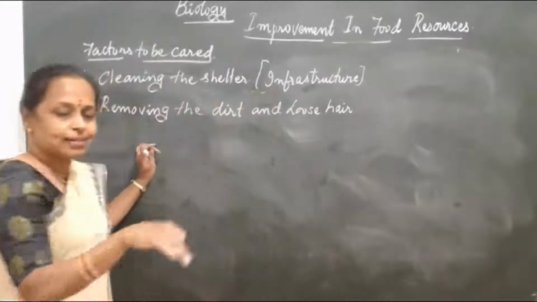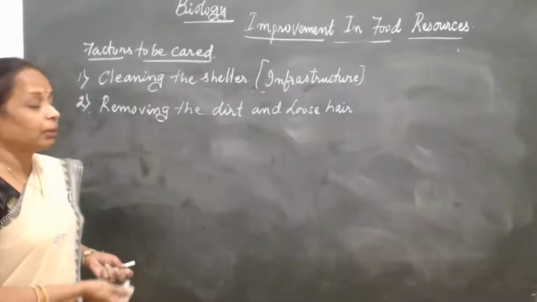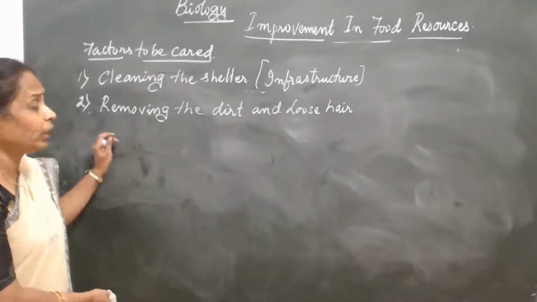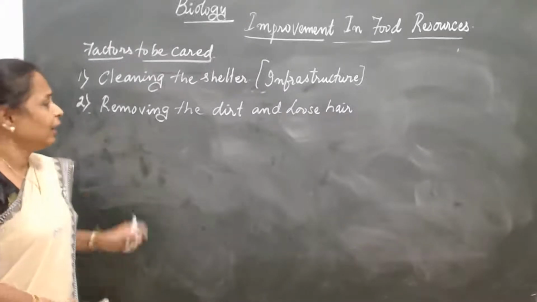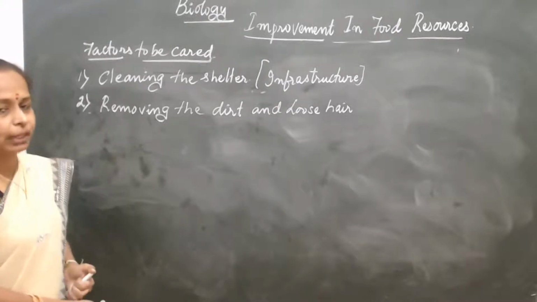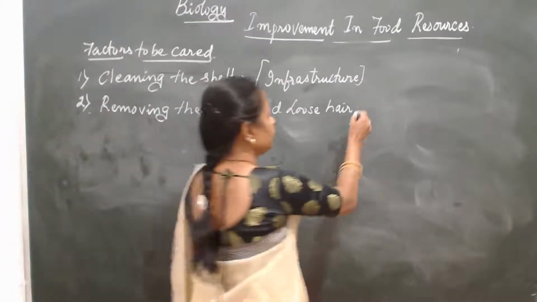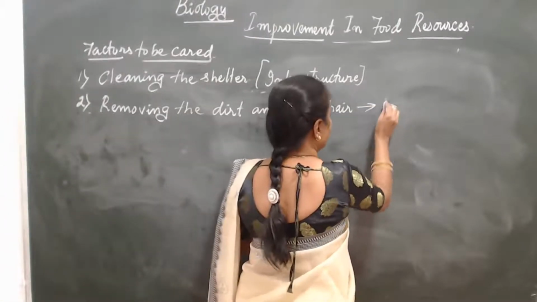So first I spoke about the environmental condition, how we should clean the shelter. The next is that the animal itself should be kept clean. How do we take care of cleanliness? It is by regularly giving a bath and keeping the body free from microorganisms. Same way, removing the dirt and the loose hair from the animal's body by brushing.